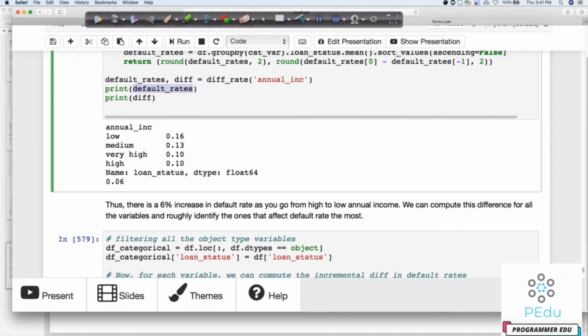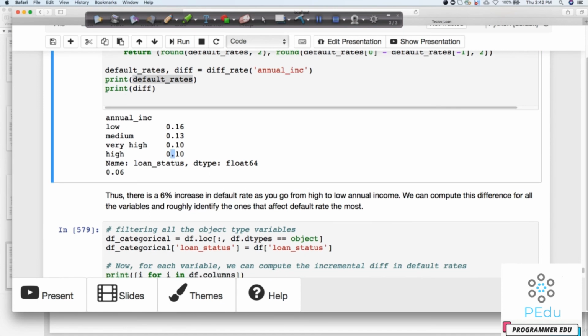So what is happening here, let's say I applied it on the default rate. Now you will notice that the result is that low is this, medium is this, very high is this, and high is this. But the difference between low and high is 0.06, which means there is a 6% increase in the default rate as you go from high to low annual income, right? So when the annual income goes from high to low, there's a 6% chance. Now we can do it for all the variables like that, but can we keep on writing the code like that? It will not be a good idea.